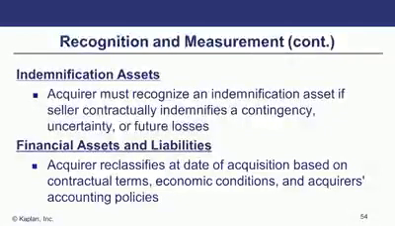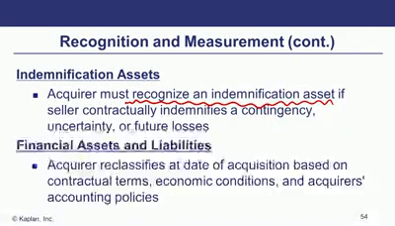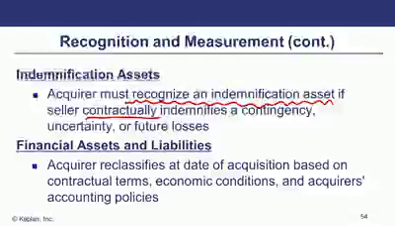Now again, notice that in the net assets of the subsidiary at the date of acquisition, we must recognize an asset. Okay, we must recognize an indemnification asset if we have a contract, i.e. the seller contractually indemnifies this contingent liability. So what we're saying is not only would we have a contingent liability in this situation, but we would also have a contingent asset for the indemnification.